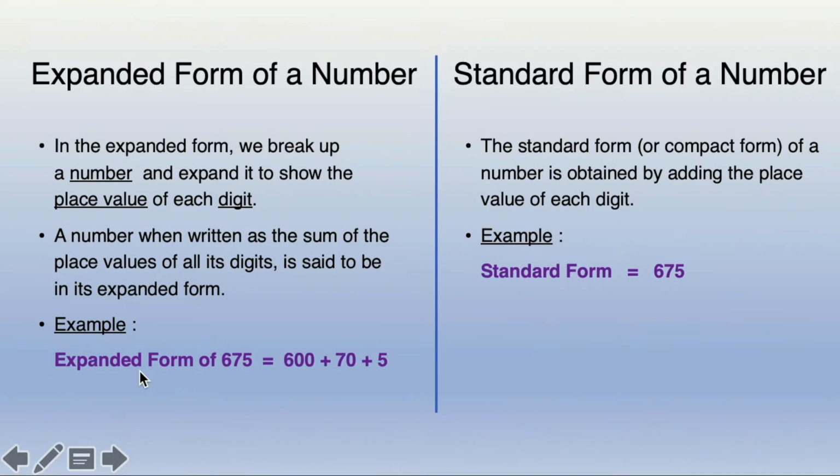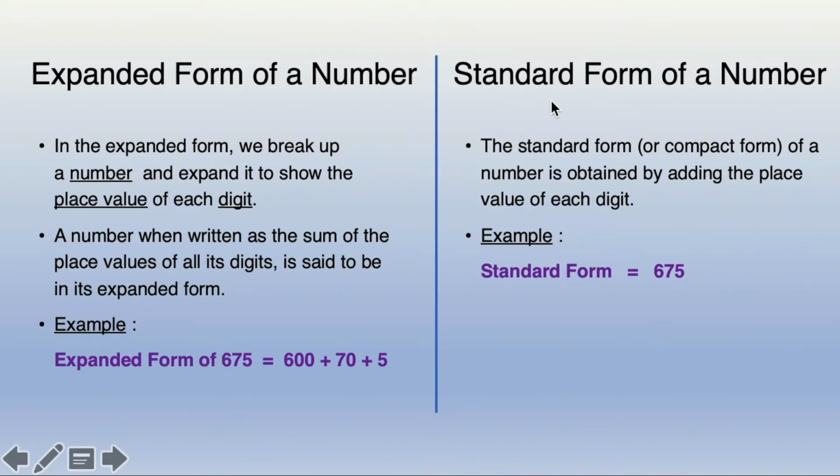Now the expanded form of this number is the sum of the place values of each of the digits, that is digit 6, 7 and 5. So starting from the highest place, the place value of digit 6 is 6 multiplied by 100, so 600. Add place value of digit 7, which is 7 multiplied by 10, so 70. Add the place value of digit 5, which is 5 multiplied by 1, so 600 add 70 add 5. This is the expanded form of this number.